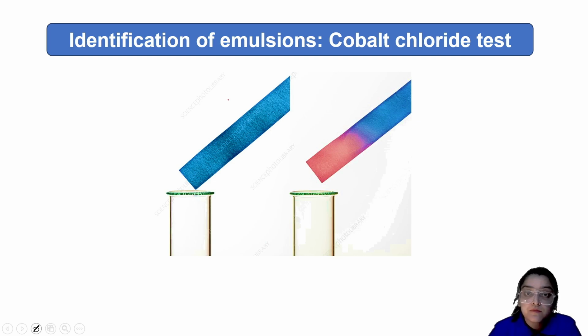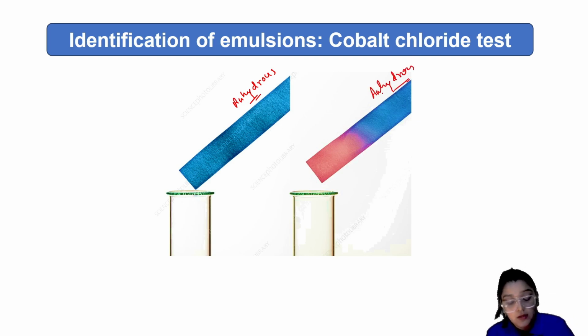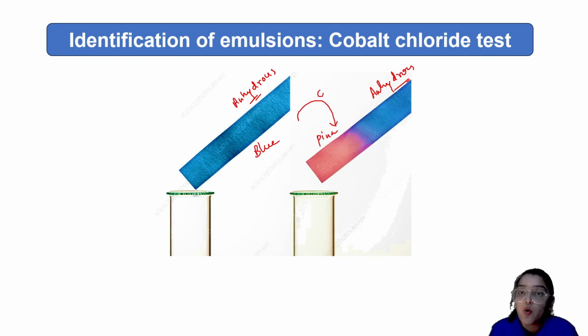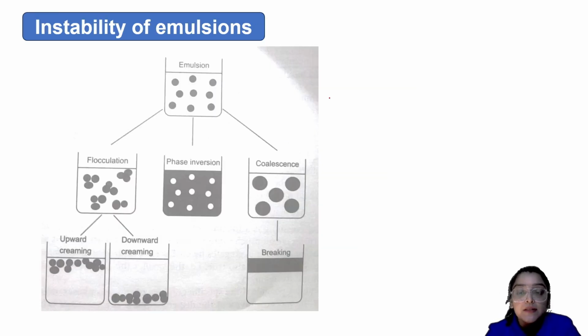So this is your anhydrous form. You take the paper with cobalt chloride, this is your anhydrous form, blue in color. If it is dipped into the emulsion, the color will turn from blue to pink. This will be your oil in water type emulsion. So by this simple test, you can identify the type of emulsion. Alright students? Okay.